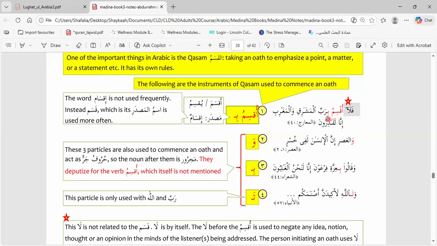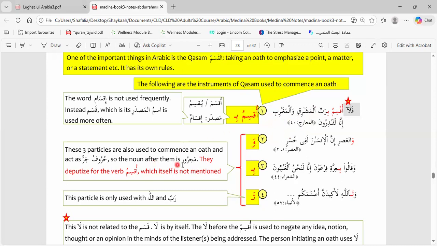فلا أقسم برب المشارق والمغارب. This is أقسم, with the preposition ba. So we can see here, أقسم, I swear, with ba. It's the first type, أقسم, to say the word or include the word qasam in it.